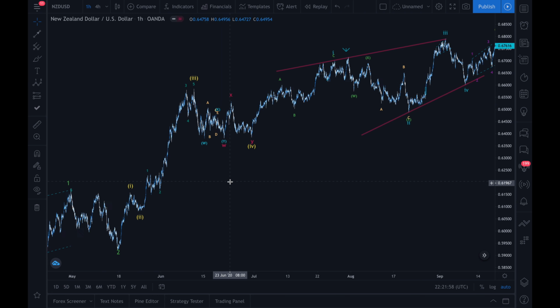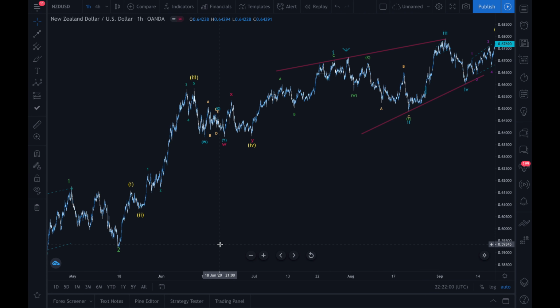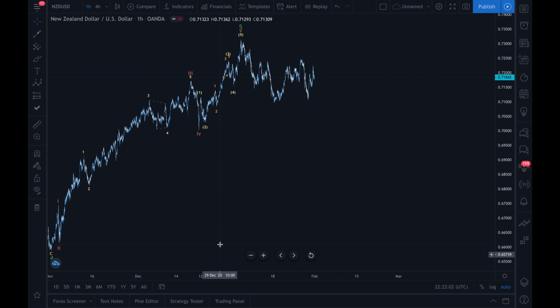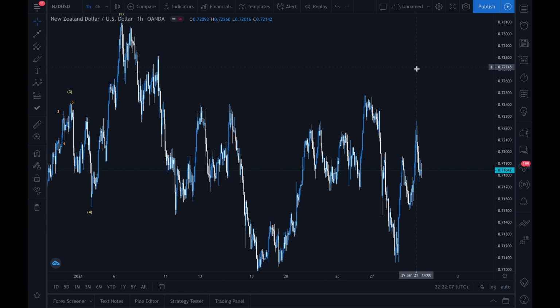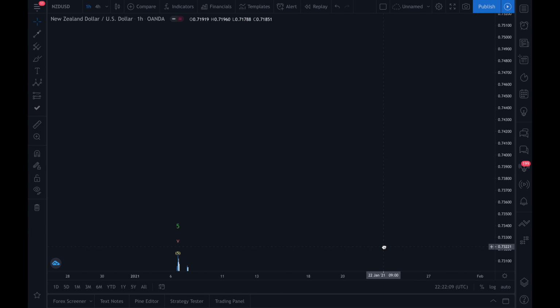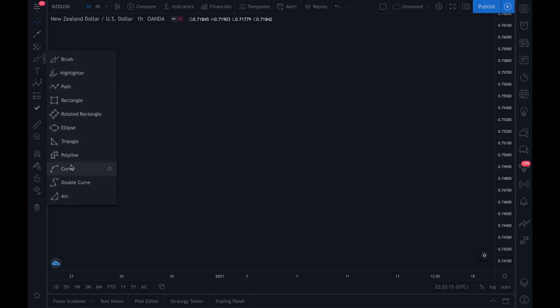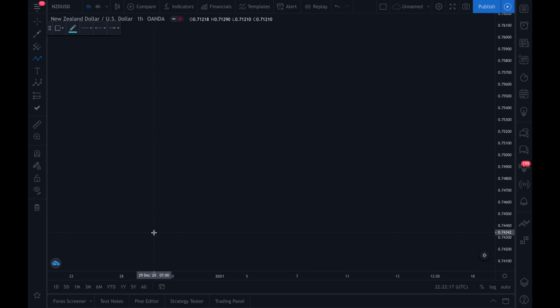Essentially, there's not just any random waves. We have a bunch of different types of waves, so let's go into a bit more detail. We know that the market consists of waves. So we have wave 1, wave 2, wave 3, wave 4, and wave 5.